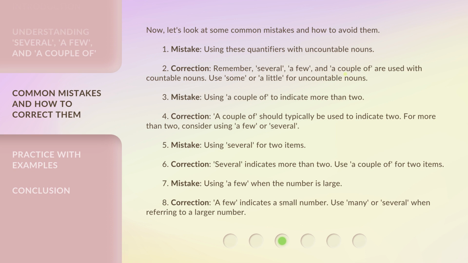5. Mistake: using several for two items. 6. Correction: several indicates more than two. Use a couple of for two items. 7. Mistake: using a few when the number is large. 8. Correction: a few indicates a small number. Use many or several when referring to a larger number.